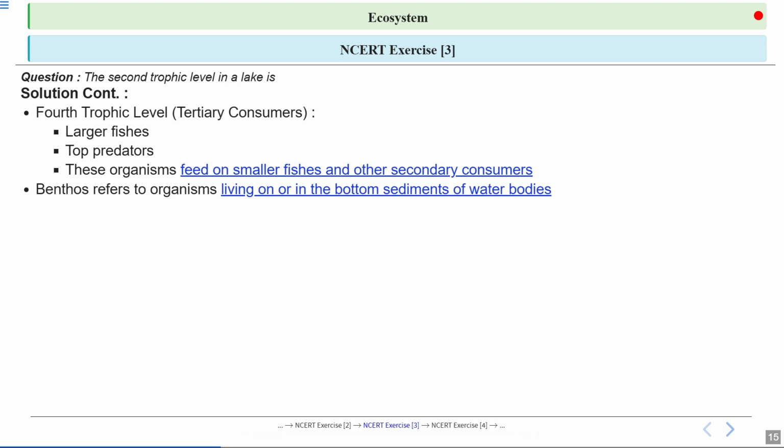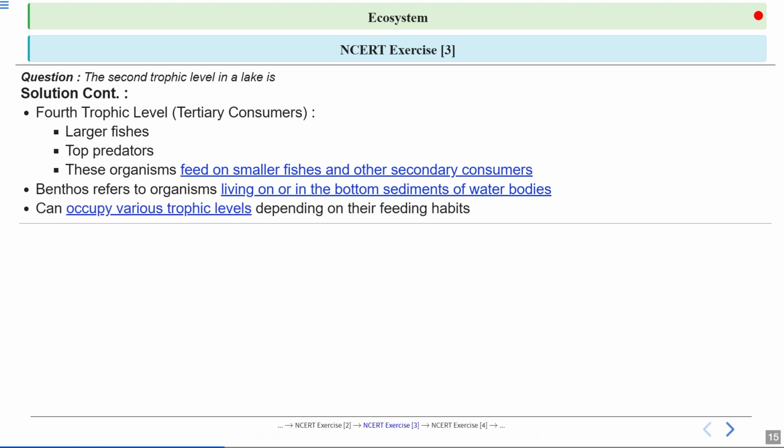Now benthos, one option was benthos. These are the organisms that live on or in the bottom sediments of water bodies like ocean, lakes or rivers. They include a variety of life forms such as small animals, plants and microorganisms that are adapted to life in the sediment layers. Now, they can occupy various trophic levels depending on their feeding habits. So they don't have a single trophic level because their position in the food chain depends on the way they eat or their diet.